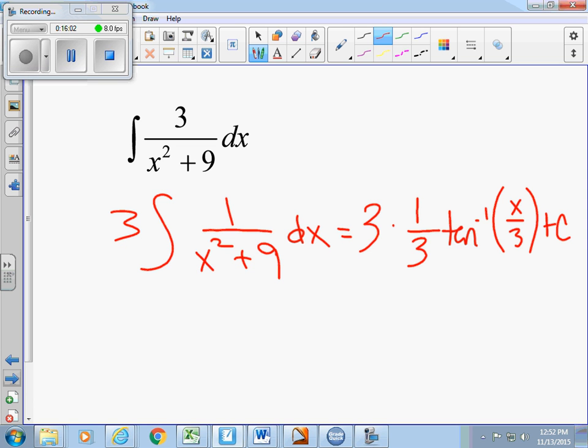Any questions about that one? So just follow the rule on those. And the 3 and the 1/3 do cancel, so you just get tan inverse x over 3.